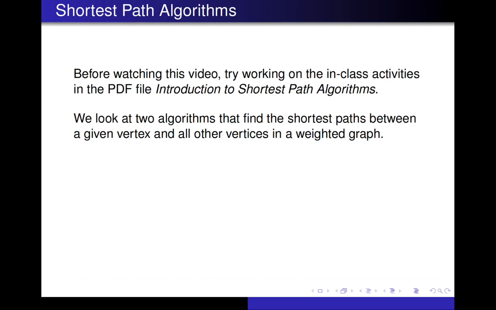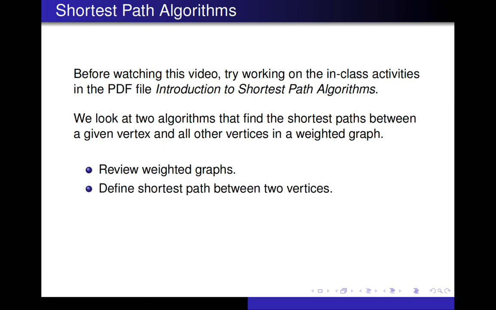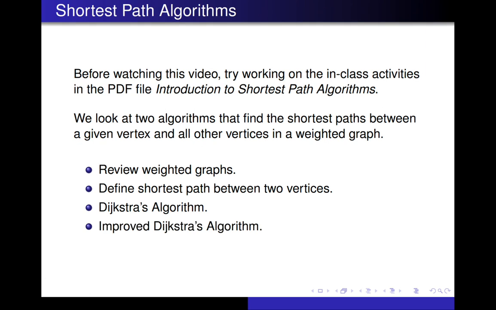Okay, so we're going to look at two particular algorithms that help us find shortest paths between a given vertex and all the other vertices in a weighted graph. So first, we're going to review weighted graphs again. We're going to define what it means to be the shortest path between two vertices. We're going to learn about Dijkstra's algorithm. That is one way of finding the shortest path between vertices. And then we're going to do a variation on Dijkstra's algorithm that's going to be a little bit better. It's called improved Dijkstra's algorithm.